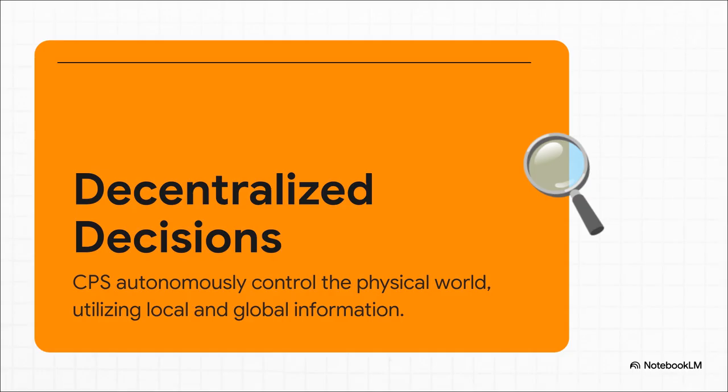The researchers identified this as the single most disruptive element of Industry 4.0. Instead of a central computer or a human manager calling all the shots, cyber-physical systems, or CPS, monitor and control the physical world autonomously. They make their own localized choices based on local sensor data and global network data to maximize productivity. They only escalate things to human operators when there is an exception, an interference, or conflicting goals.